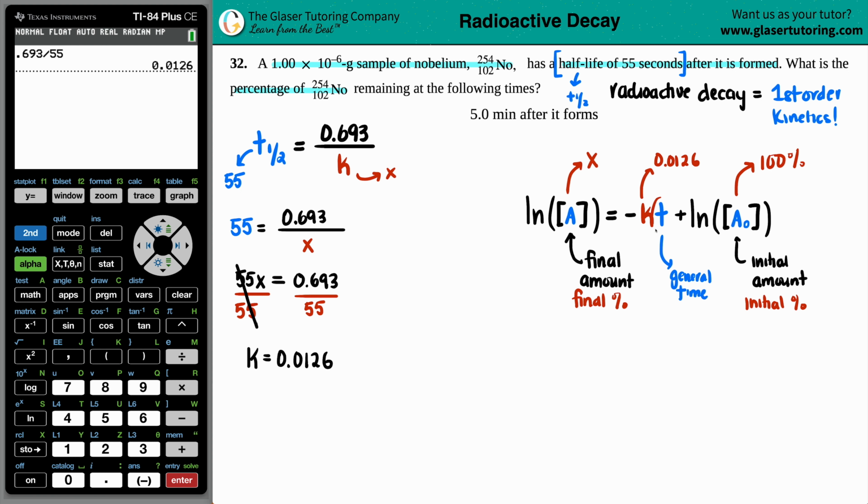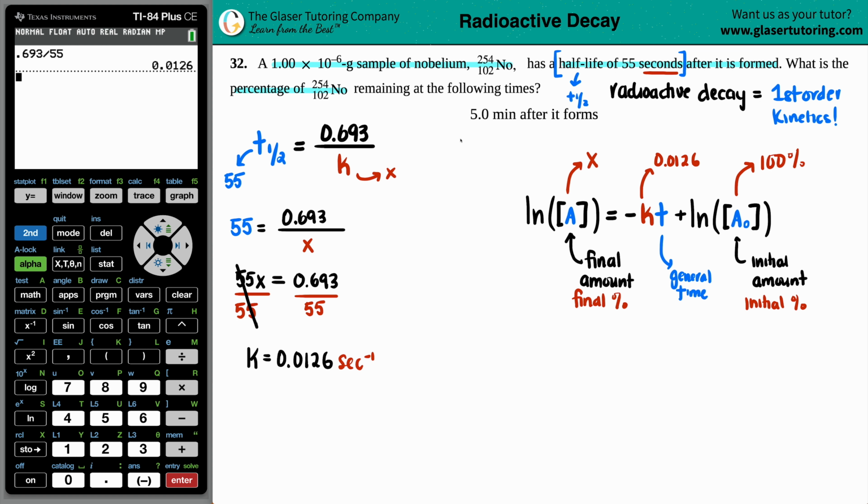So that means that this t value isn't going to be the half-life time. It's the random time that they tell us that they want to find out the percentage for. So since we want to find out the percentage remaining after 5 minutes, this has to be with regards to the 5 minutes. However, half-life was in seconds, so that means that the k value here is in seconds to the -1. You can't have minutes and seconds colliding.